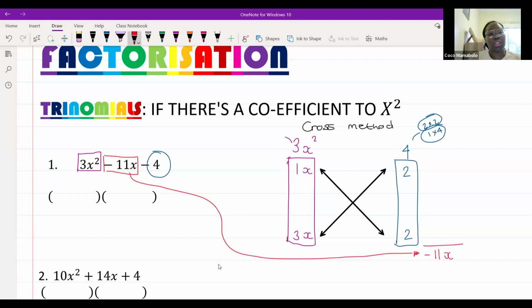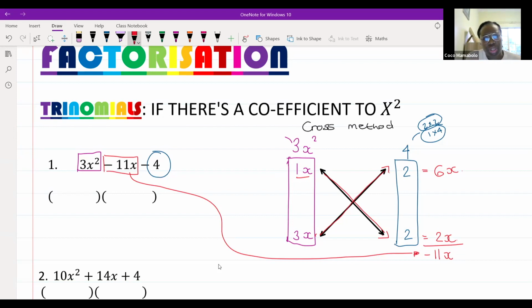Now, what we're going to do is we're going to cross multiply. That's where the cross method comes from. So I'm going to go 1x multiplied by 2, and that's going to equal 2x. And then I'm going to go 3x multiplied by 2, and that's going to give me 6x. And then I need to figure out how I can add, subtract these two numbers to get negative 11. Am I going to be able to get to negative 11?